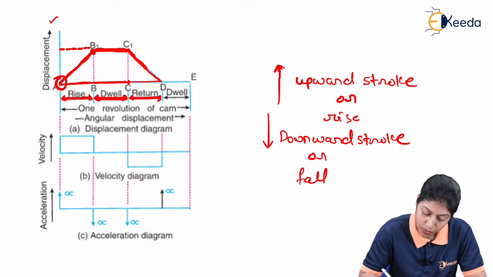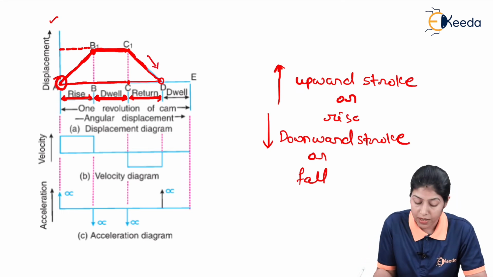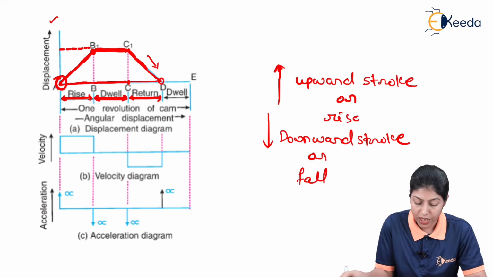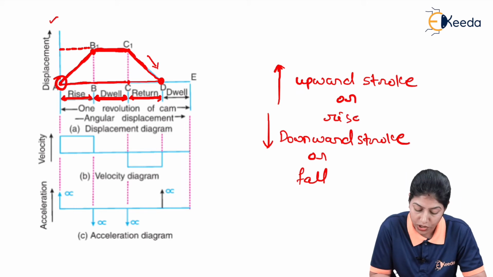So from point C1, the follower will move toward its original position, but it will take some time. So this CD is representing the time which is required to complete the return stroke of the follower when the cam is rotating or having some angular displacement. So at this particular point D, we will consider the follower reaches the original position.